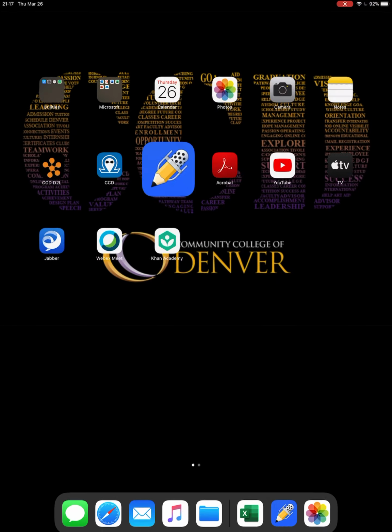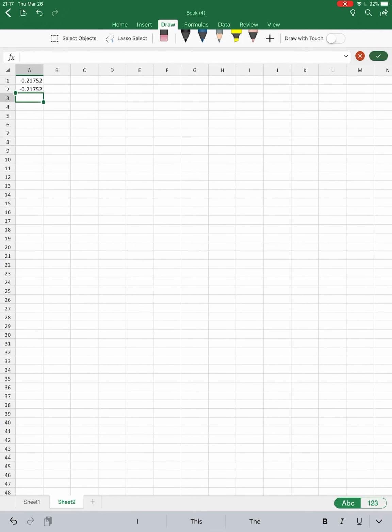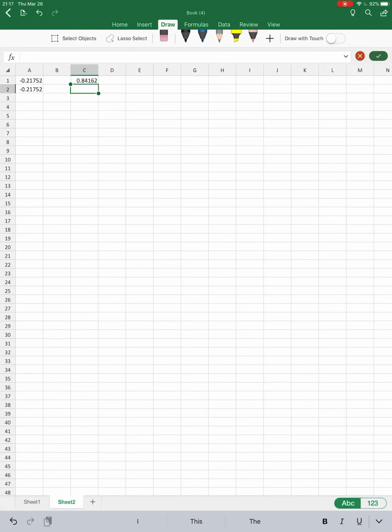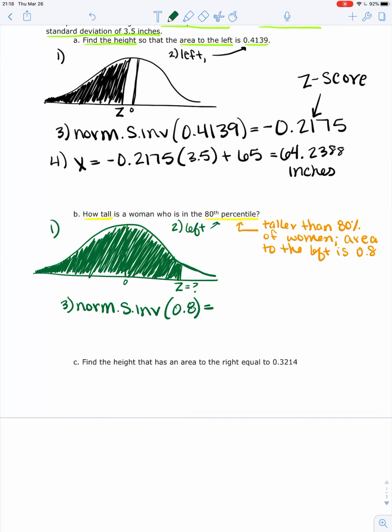So now I'm going to go back to Excel. Okay, go into a new box. And let's do norm.s.inverse. Don't forget the equal sign. 0.8. And we hit enter. Boom, 0.8416. That is the z-score, so that the area to the left of that z-score is equal to 0.8. So 0.8416.